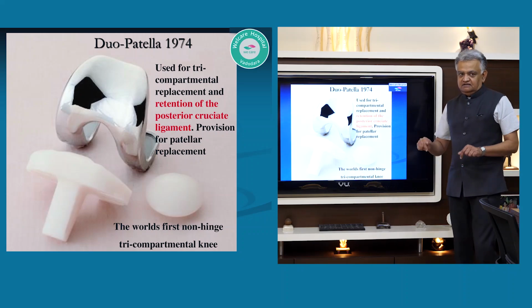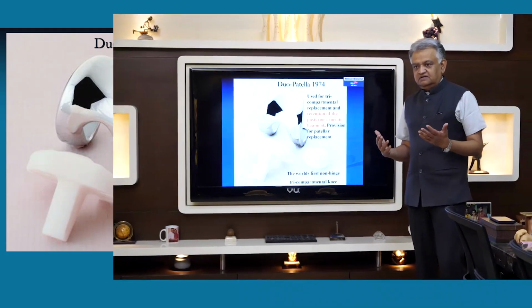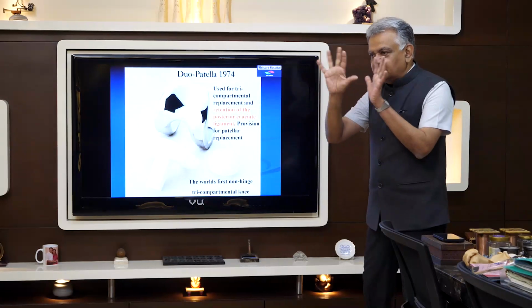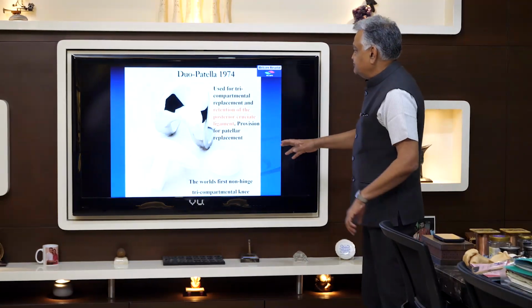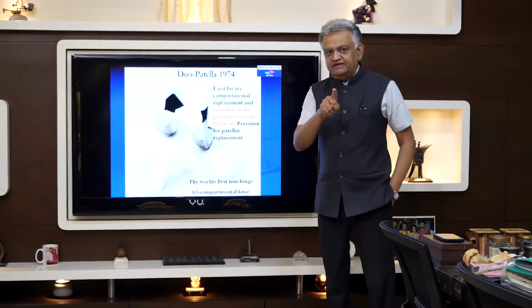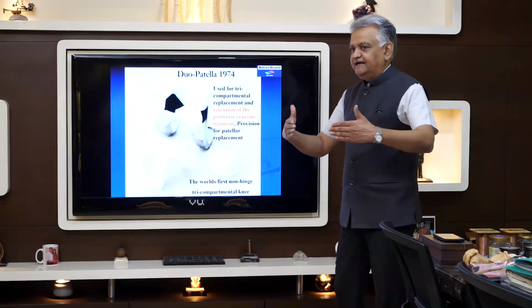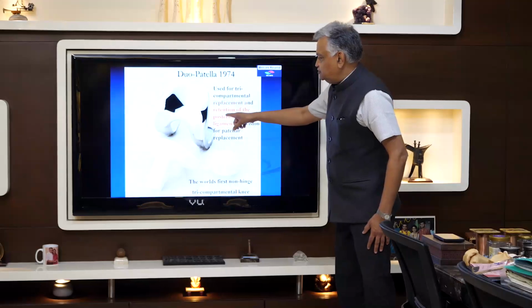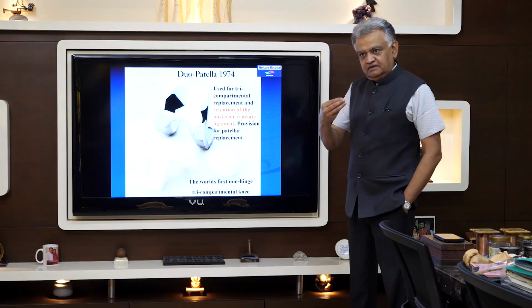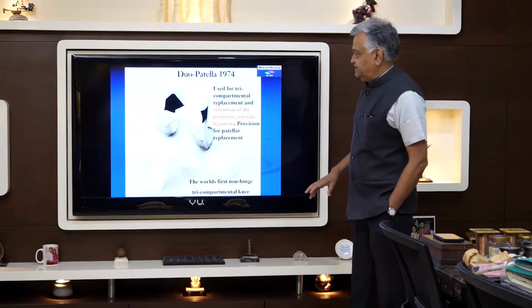The duopatella, the McKeever's, the Gunston's, they are all there, but they were not tri-compartmental addressing these. And at this point, it was, as I told you, a compromise between the functional and anatomy. So the posterior cruciate was still retained, although the anterior cruciate had already been sacrificed. Next please.